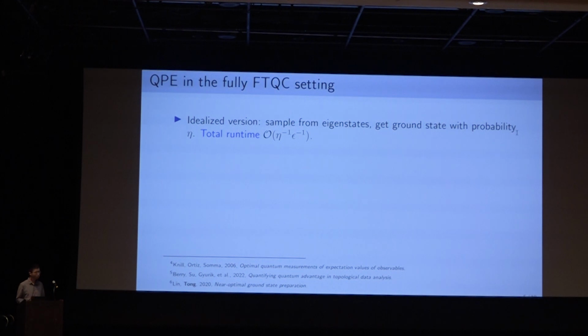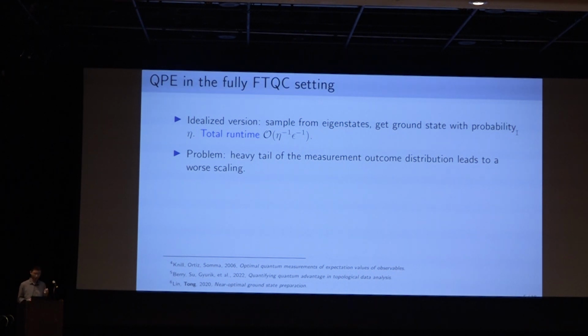And in the fault tolerant setting, the natural thing to use to solve this problem is just running the quantum phase estimation. So in the idealized version of quantum phase estimation, we can sample from eigenstates, and we can get the ground state with probability eta, which if you remember is the initial overlap that we have. So the total runtime will be eta inverse times epsilon inverse. The epsilon is the precision you want for your ground state energy. So basically, each single run of the circuit requires time that's epsilon inverse, and you need to run eta inverse number of times.